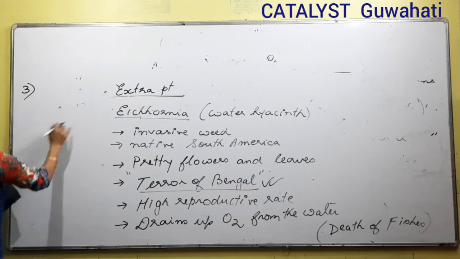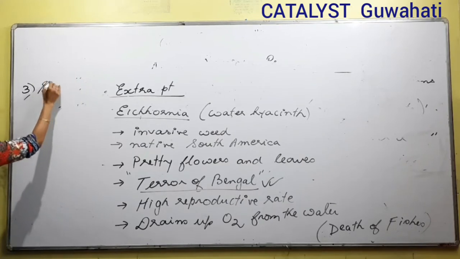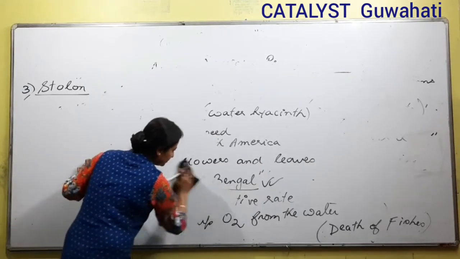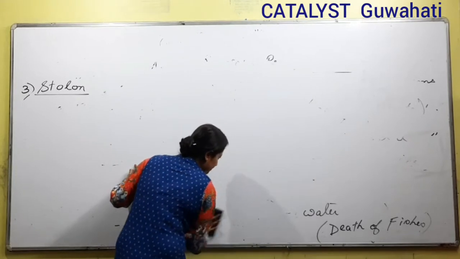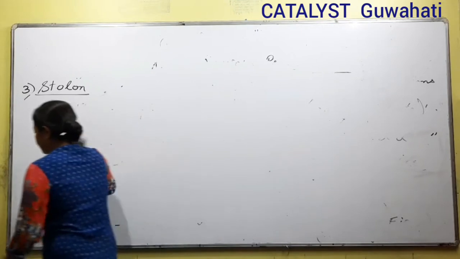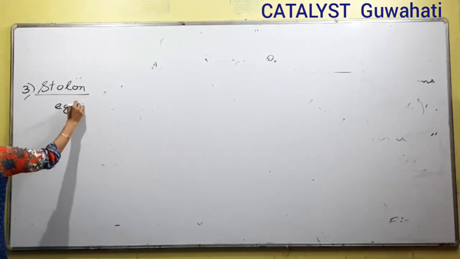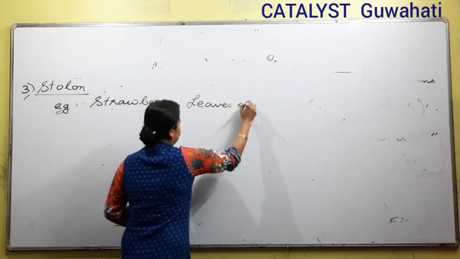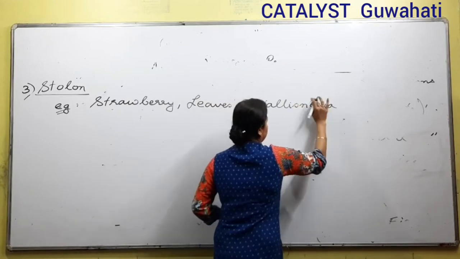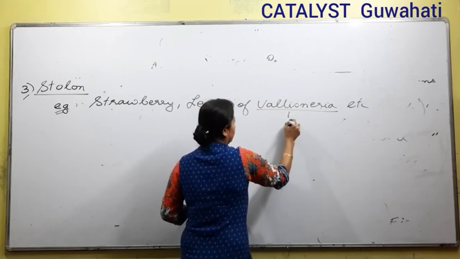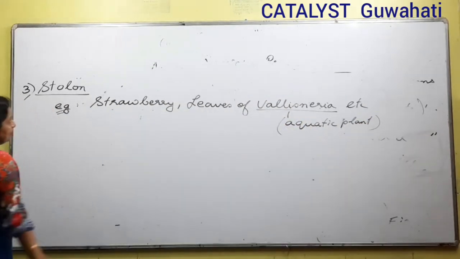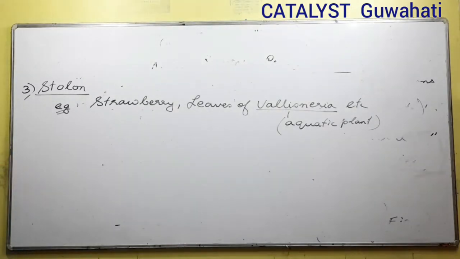The third type of sub-aerial stem is stolon. The examples of stolon are strawberry and leaves of vallisneria. What is vallisneria? Vallisneria is nothing but an aquatic plant.